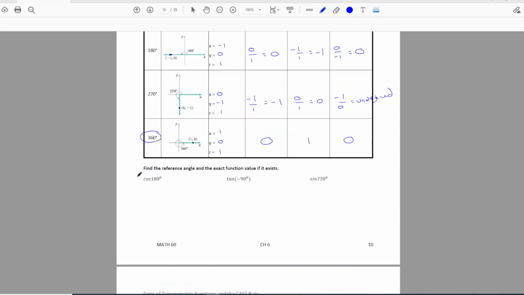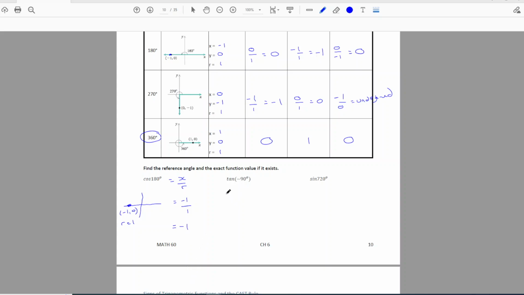So if I asked you to find the cos of 180 degrees, you're not going to have this chart. What I want you to be able to do is, first of all, draw 180 degrees, which is going to be here. Label that point, so it's going to be (-1, 0). Radius is always 1. And then you're going to figure out cos. Cos is x over r. So it's the x value of -1 over the radius of 1. So the cos of 180 is -1.